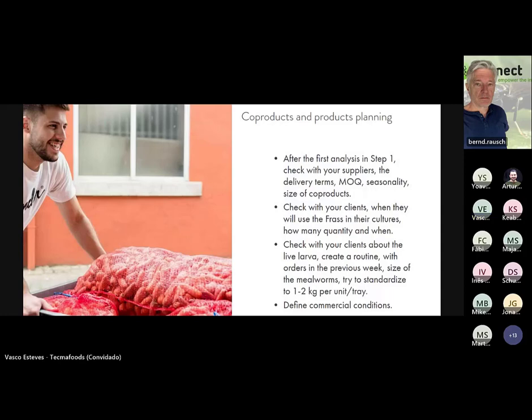Step 5, very important, is to fix the terms with your suppliers. First, the inputs, so all the co-products, see what the delivery terms are, MOQ, the size of the co-products, because you cannot imagine the problems that we have managing this. Different sizes, different qualities, different freshness, and this needs to be really clear from the beginning. And also, of course, with your output. So who am I selling to, what do they want, what are the conditions, etc., etc.